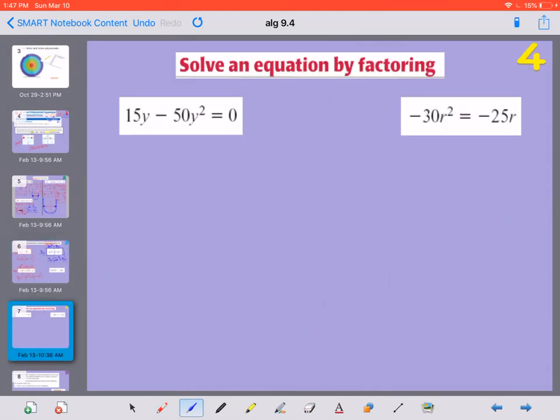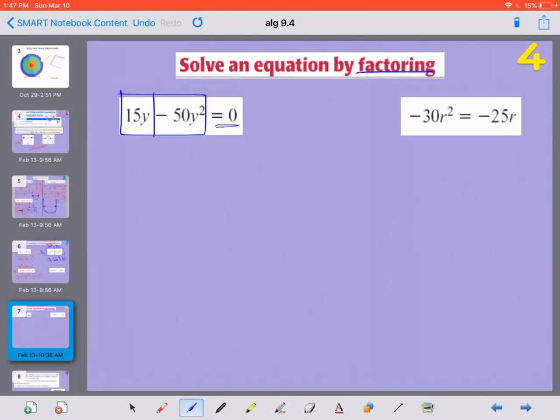Alright, now it says solve the equation by factoring. So it looks like we already have this equals 0. We've talked about how to do that. But first, we need to factor out what we can. So I'm just going to draw a box around these because it looks like they're already multiplied together for me.